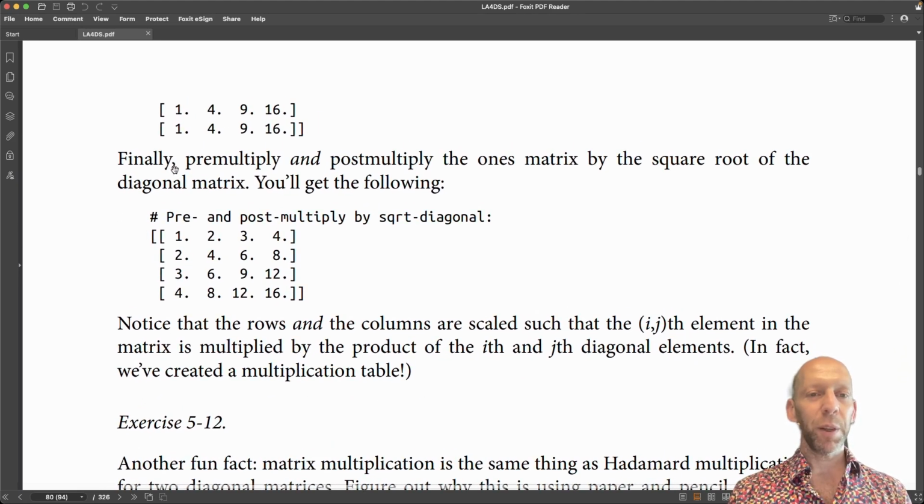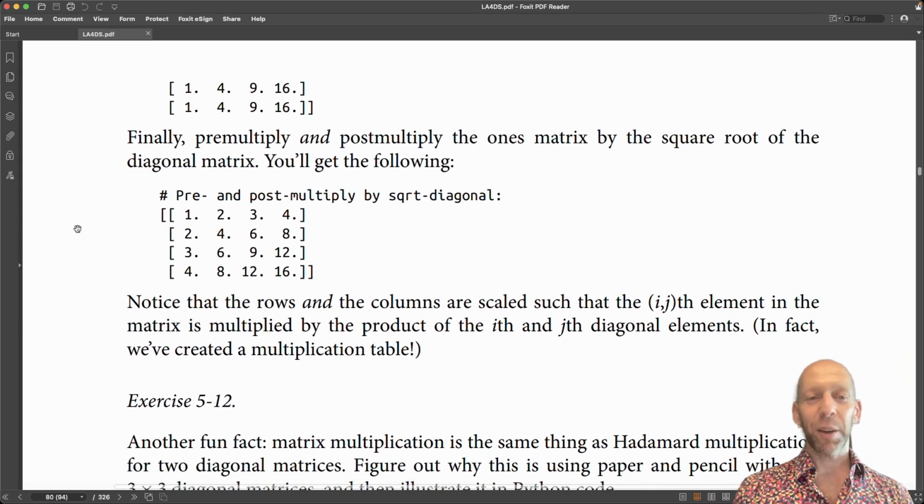Okay, and then finally, we want to pre and post multiply by the square root of the diagonal matrix, which is the matrix that is just 1, 2, 3, 4 on the diagonal instead of 1, 4, 9, 16. And that is quite interesting. That gives us this matrix. You can see it's like a combination of modulating the rows and modulating the columns. And what's neat about this matrix is that it ends up being a multiplication table, a times table. So this element here is 2 times 2. Here we have 2 times 3 is 6. And 3 times 4 is 12, and so on.